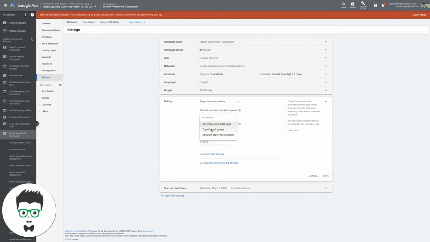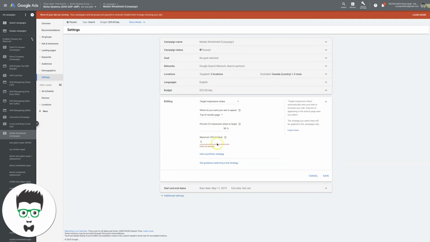Top of the results page is self-explanatory. It's the top 4 ads above organic, and that's where you want to be. Then they have absolute top, which is the first 1 or 2 ad spots right above organic. It can be overkill and really expensive, so I would start with top of results page first. Once you have that chosen, you come down here and enter the percent impression share you want to get. Let's say you want to go for 90% impression share in your market. That's what you're going to go for.